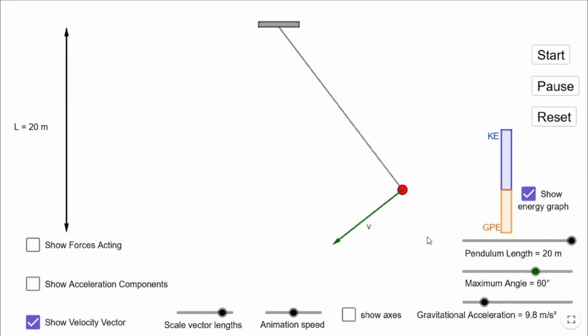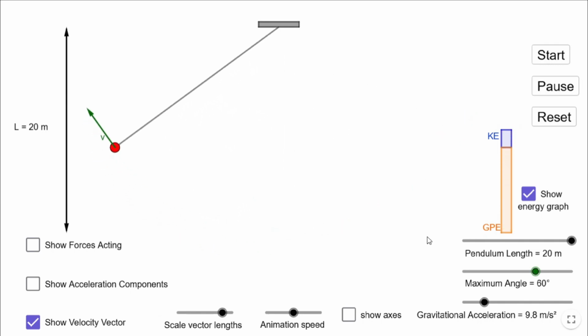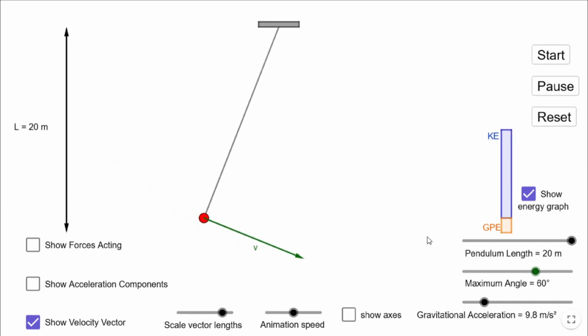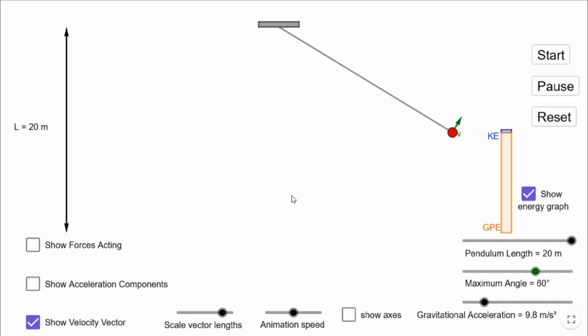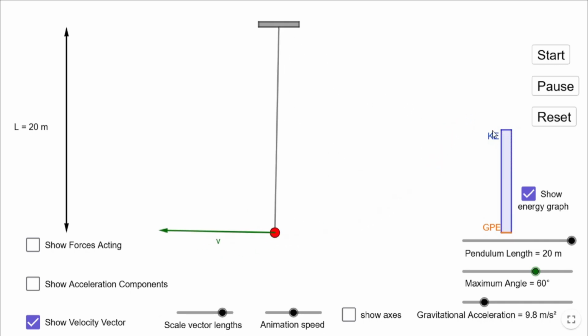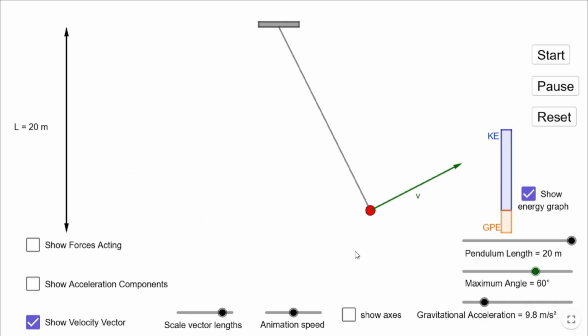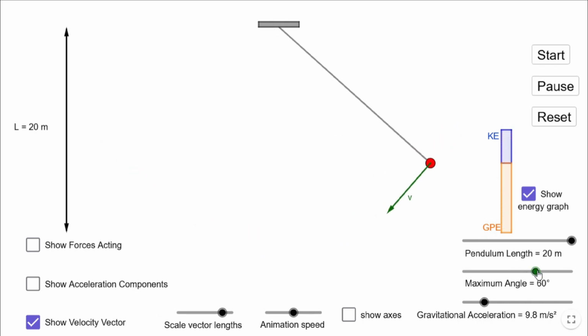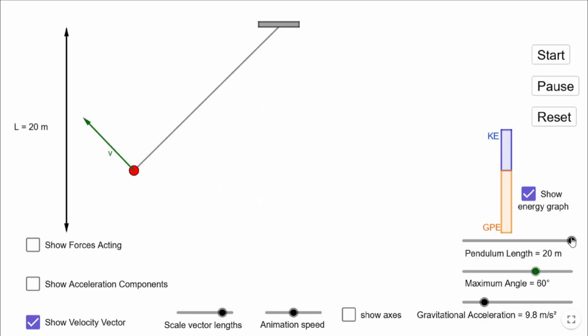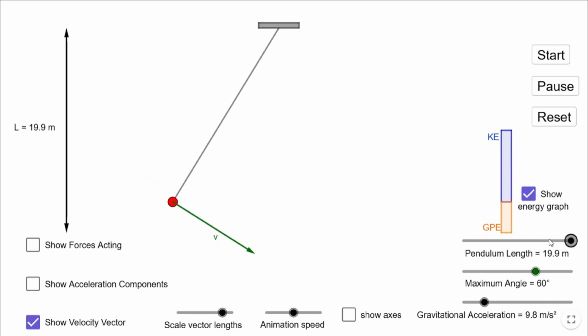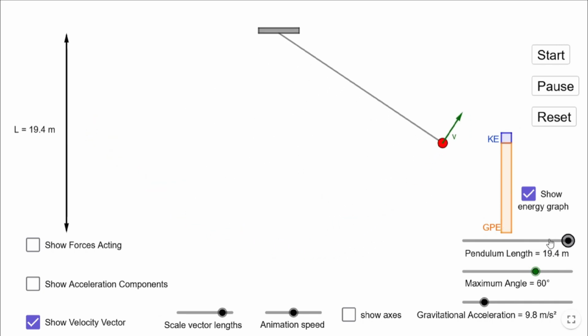Welcome to this interactive physics simulation exploring the motion of a simple pendulum. Today, we will break down the precise relationship between position, velocity, and acceleration. As the pendulum bob swings back and forth, its mechanical energy continuously shifts between gravitational potential energy and kinetic energy.